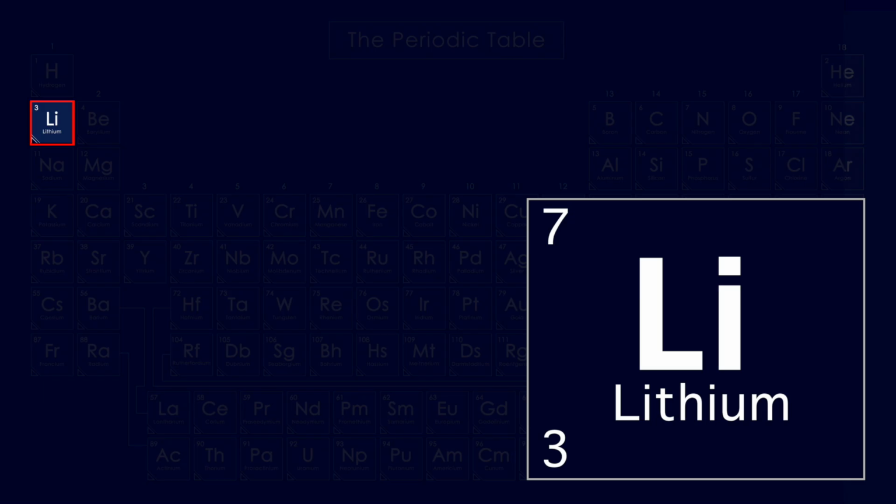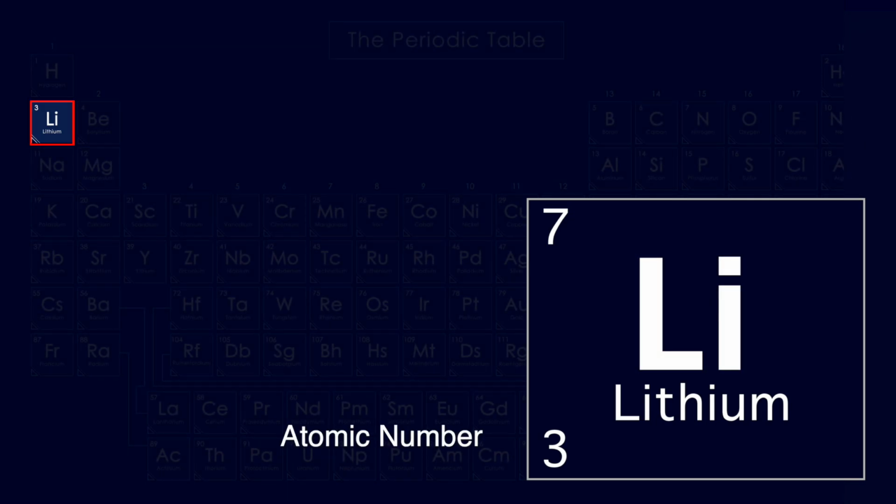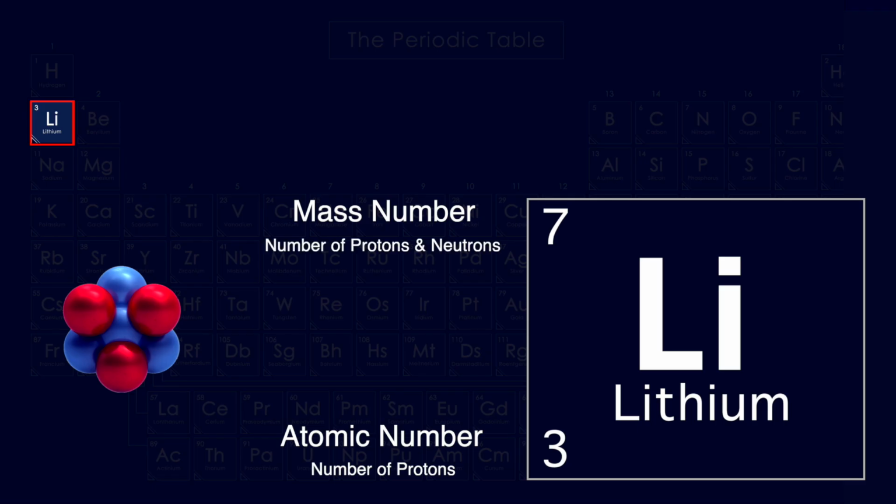Every element is given a symbol. Lithium's is Li. In the bottom left corner, you'll find the atomic number, which tells us the number of protons in the atom. For lithium, the atomic number is 3, meaning it has 3 protons. In the top left corner is the mass number, which represents the total number of protons and neutrons combined. To find the number of neutrons, we subtract the atomic number from the mass number. For lithium, the mass number is 7, so 7 minus 3 gives us 4 neutrons. This means lithium has 3 protons and 4 neutrons, giving it a mass number of 7.